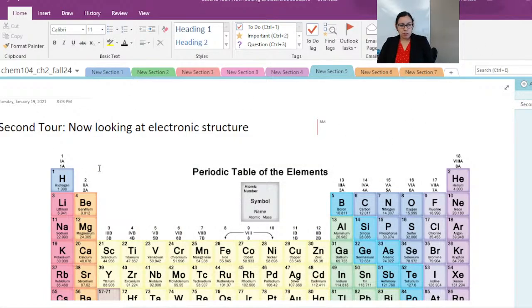All right, so like I said, we're going to start looking at our electronic structure as well. But we'll probably start off with some balloon exploding. But actually, before we even get to that, I wanted to talk about something else.